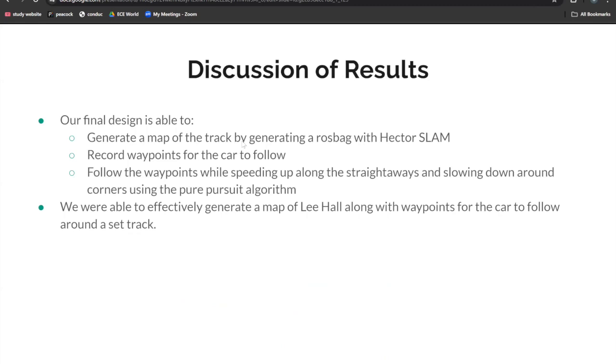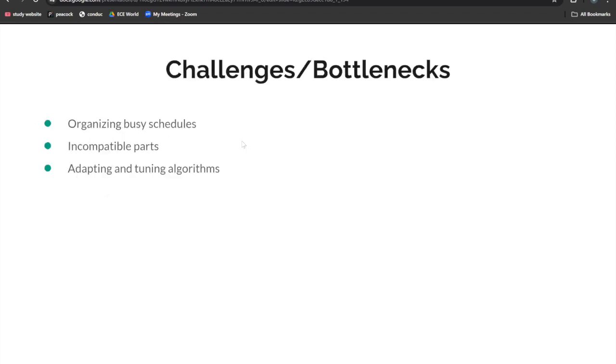We are going to be able to show you a full video of us having that work here in a second. We are also able to effectively generate, like I said, a map of Lee Hall with waypoints for the car to follow. Some bottlenecks that we ran into, or some challenges, was organizing a busy schedule. There are four of us. We are all EE or CompE students, and every single one of us has work or extra schoolwork outside of this class.